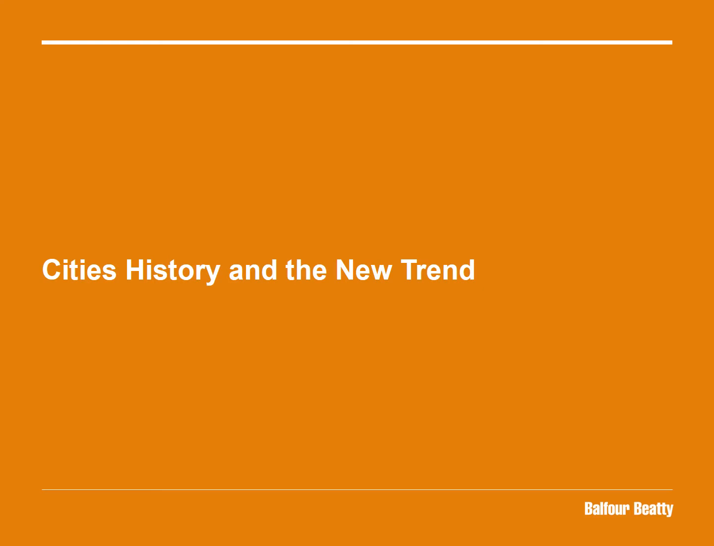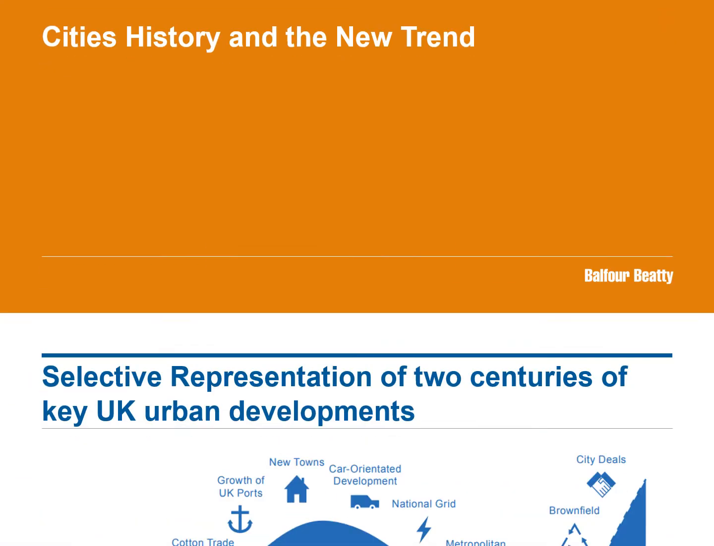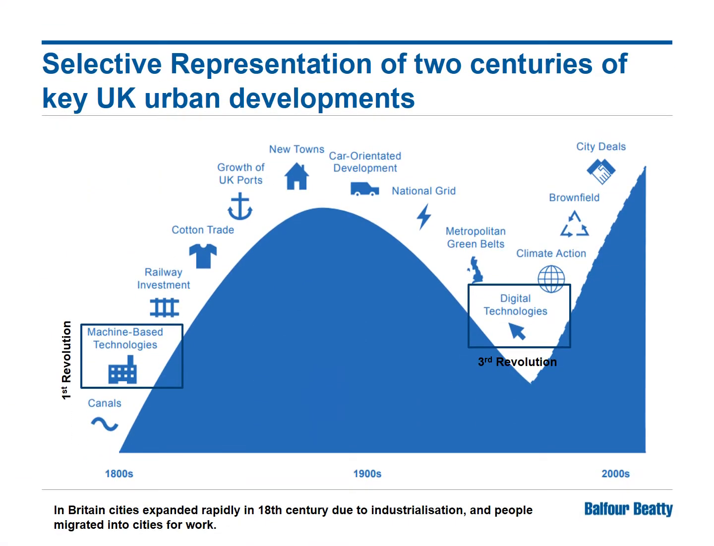Without going into too many historical facts, I would like to just highlight some trends. In Britain, cities expanded rapidly in the 18th century due to industrialization, and people migrated into cities for work. This is the time when we started to have infrastructure of canals, railways, and growth of UK ports.